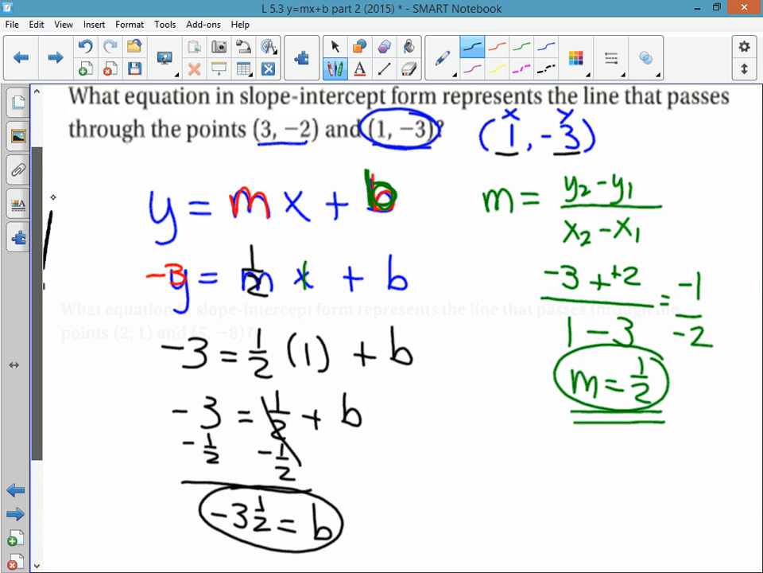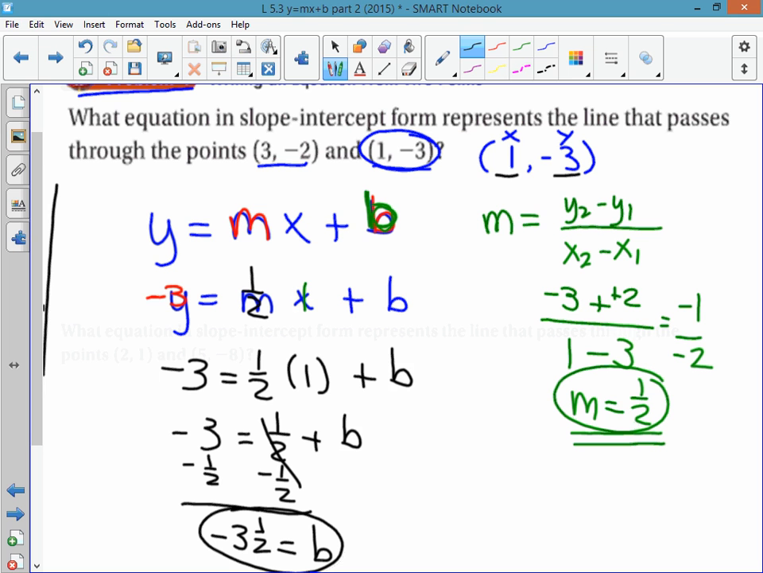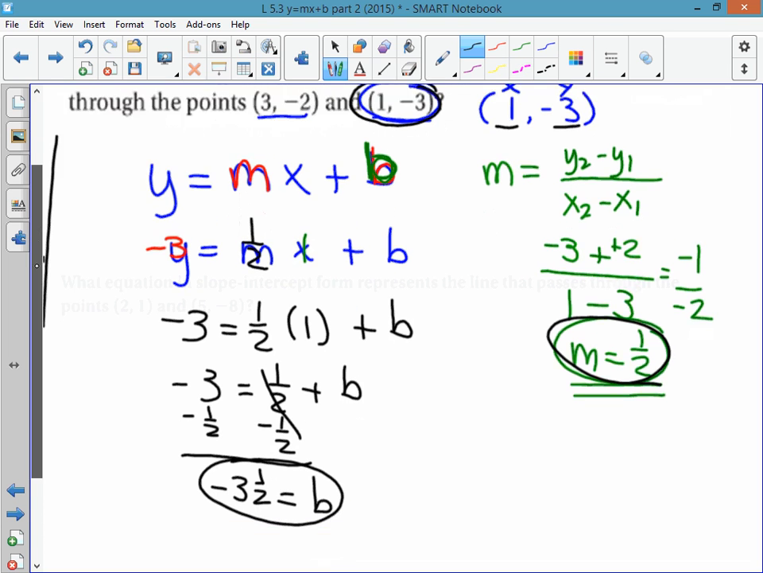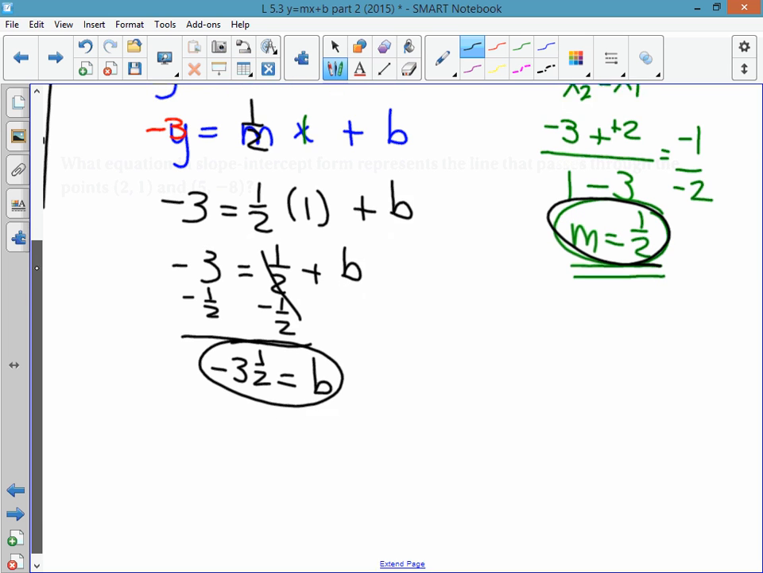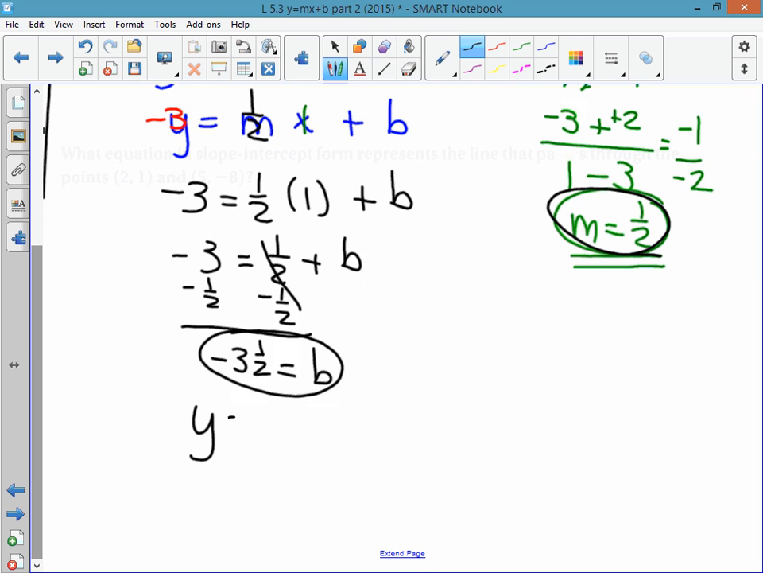So let's review. I started with 2 points. I calculated the slope and I found that it was equal to 1/2. Then I chose one of the sets of points. I chose the second one, and I used those x and y values in the equation y equals mx plus b to calculate what b is. Now that I know what my b is, I can write an equation by writing y equals mx plus b. The m is 1/2 mx plus my b is negative 3.5.